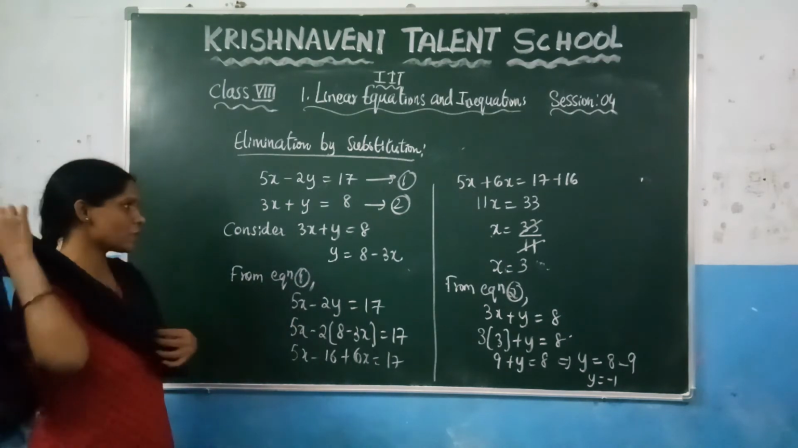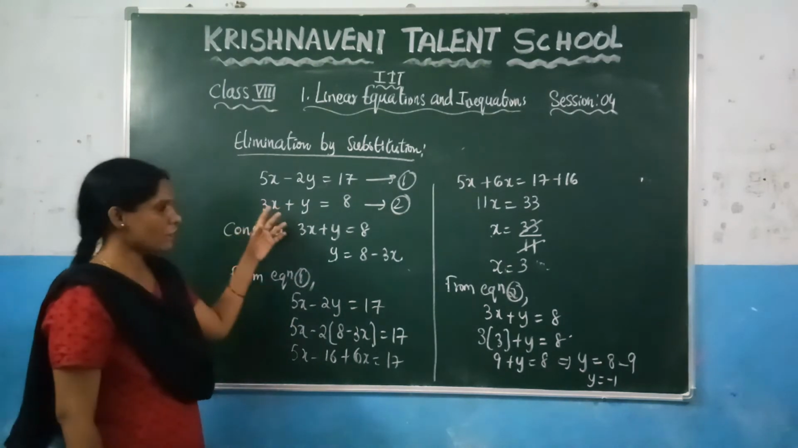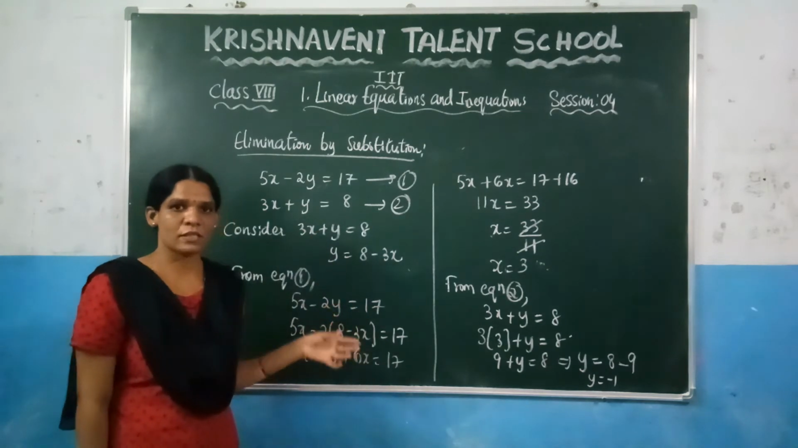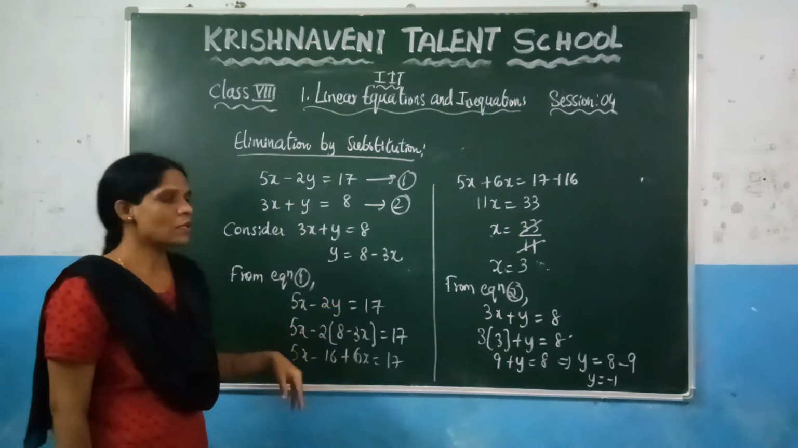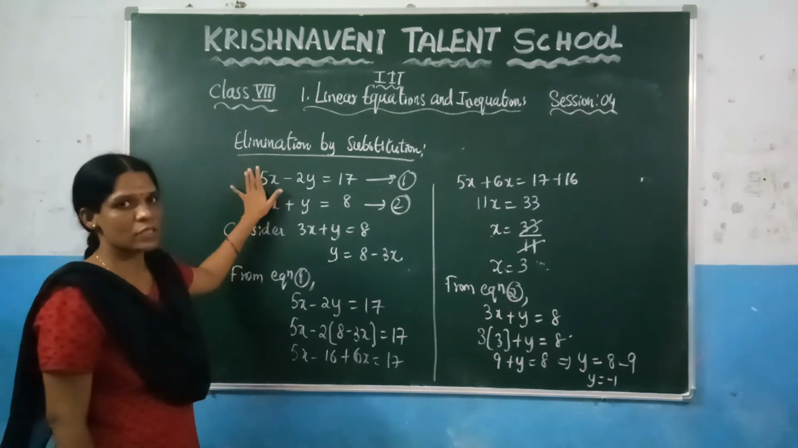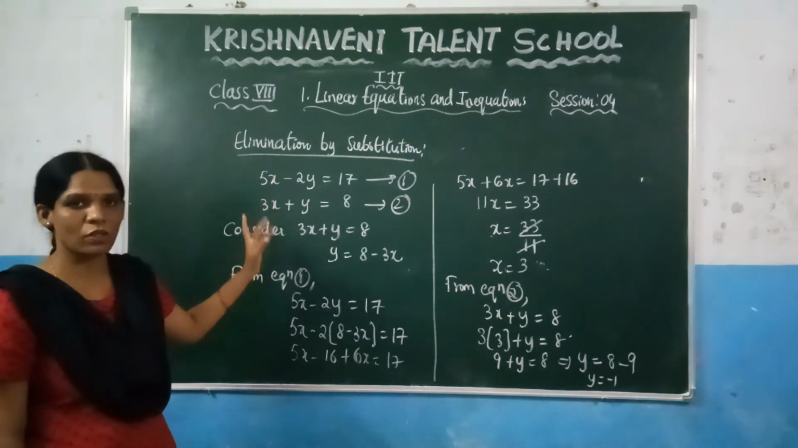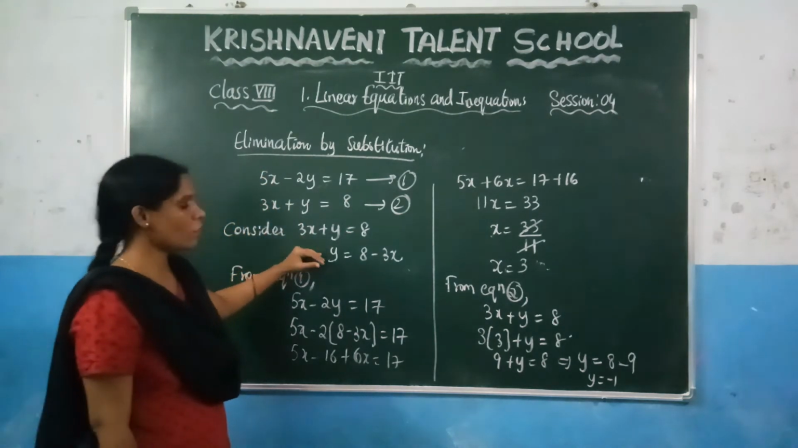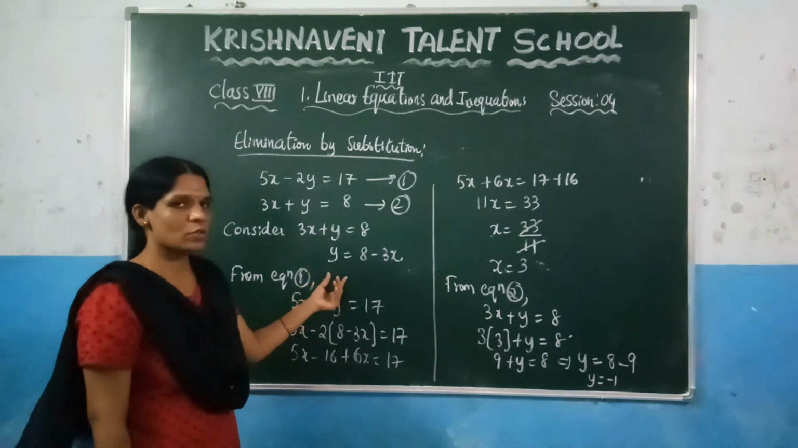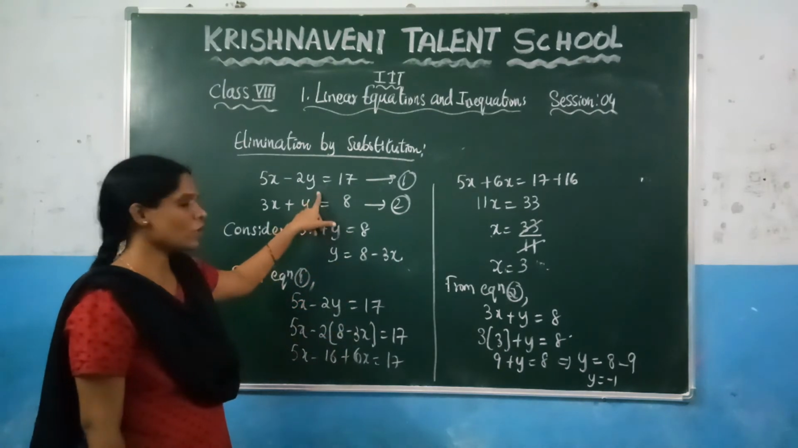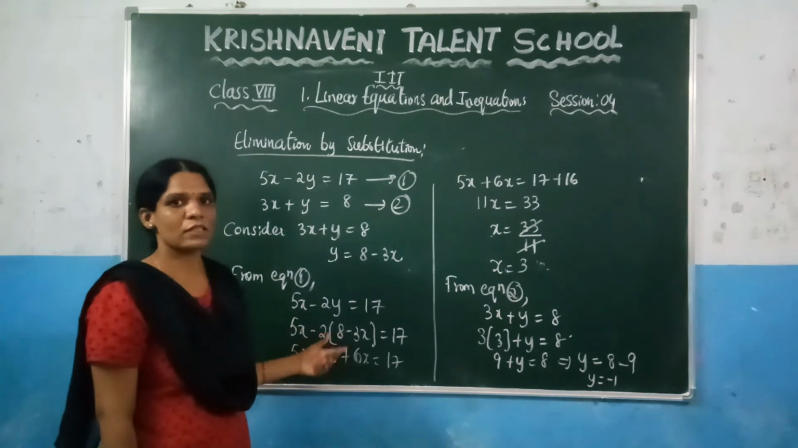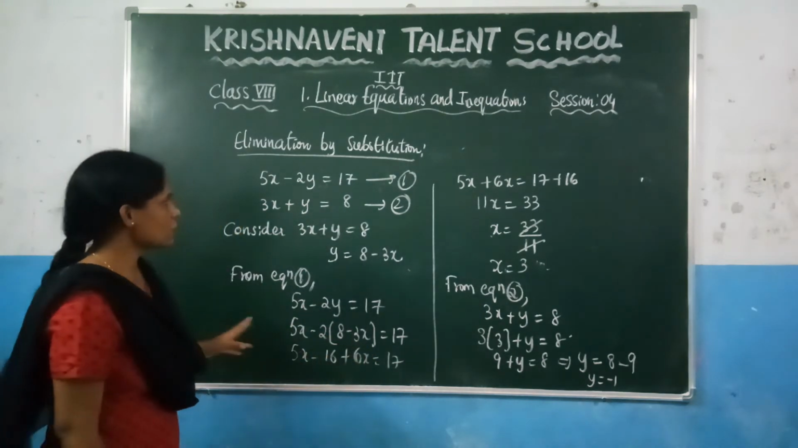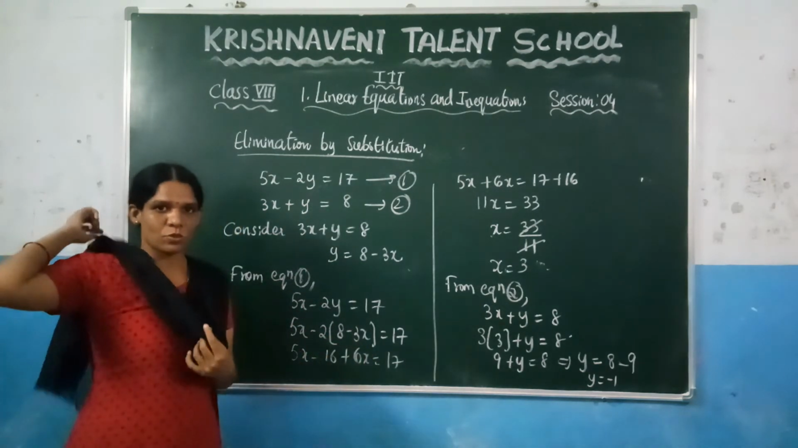So what does this method say here? If you have been given any two linear equations which consist of two variables, first you need to pick one equation from that. You need to find the value of x or the value of y, and you need to substitute that value in one of the equations so that you can find the values of x and y. This is about the elimination by the substitution.